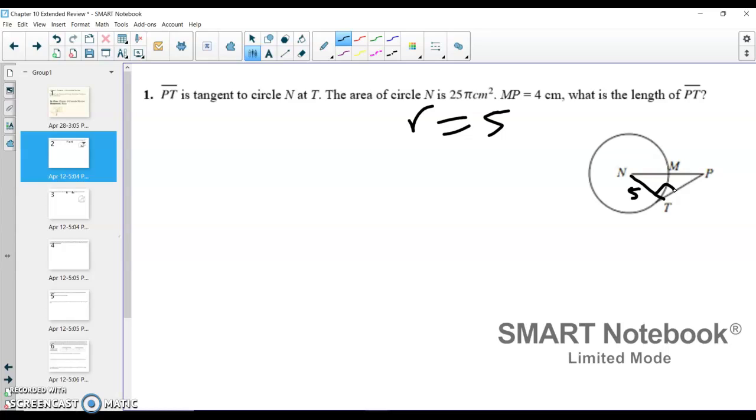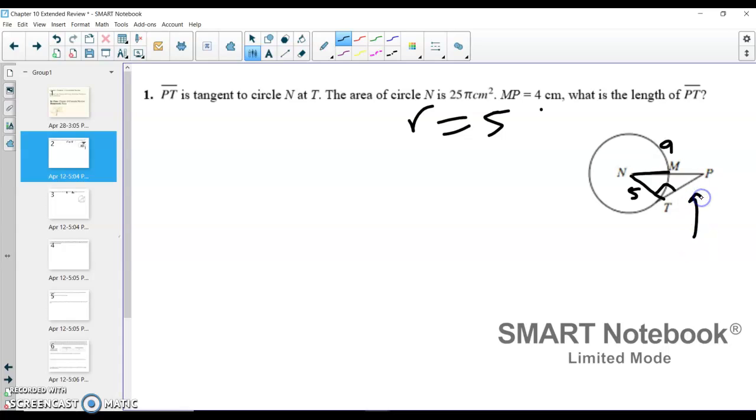So now I have the distance 5, I have a 90-degree angle, I have a right triangle, and I know that N to M is 5, and then M to P is 4, so the total distance would have to be 9. Okay, once again, N to M is 5, because that's a radius. M to P is 4, so the total distance must be 9. Now I have a right triangle.